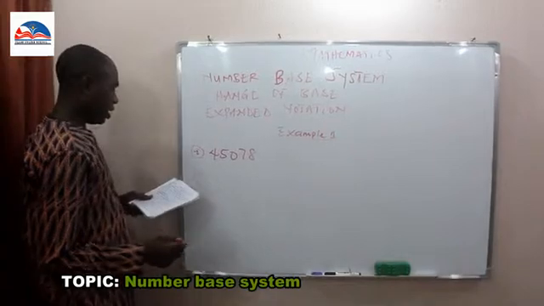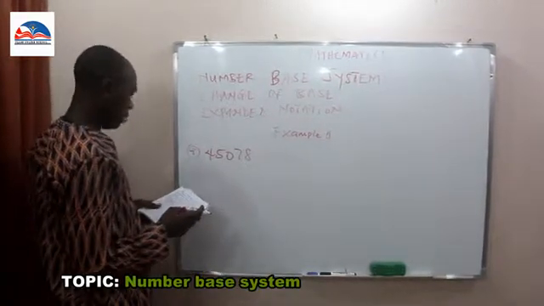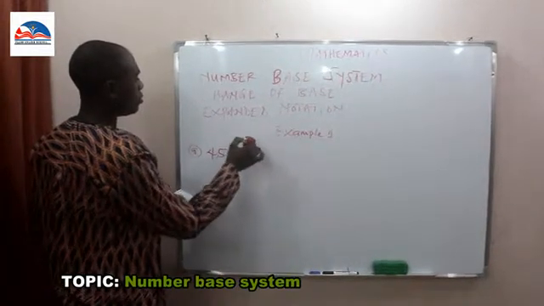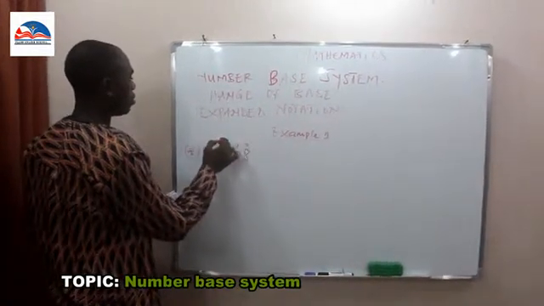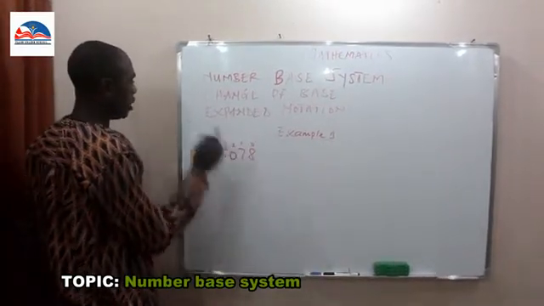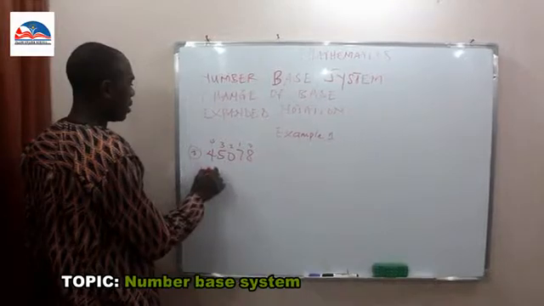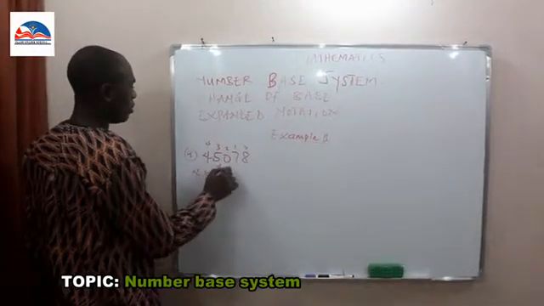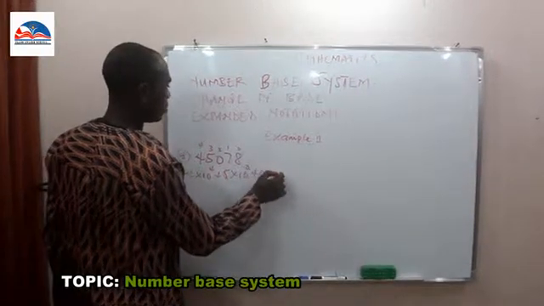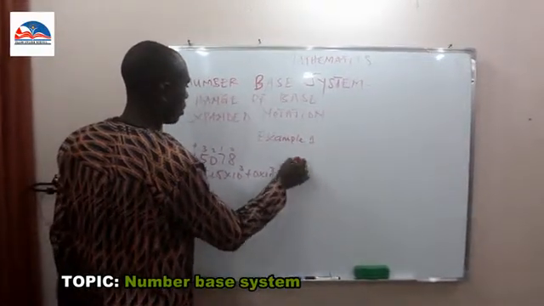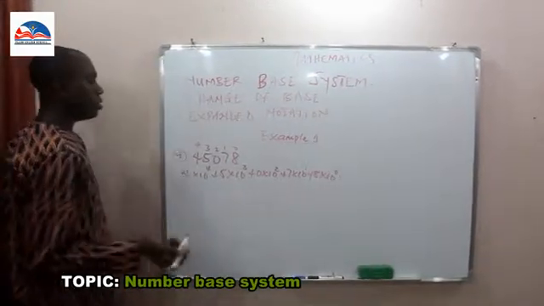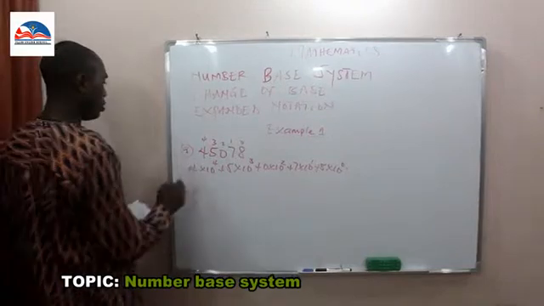45078 in an expanded notation form. Just like I told you, you will label it from 0, 1, 2, 3, 4. Every number is assumed to be in base 10. So here now you're going to start: 4 by 10 to the power 4, plus 5 by 10 raised to the power 3, plus 0 by 10 raised to the power 2, plus 7 by 10 raised to the power 1, plus 8 by 10 raised to the power 0. That is all, because we are asked to write in expanded notation form.